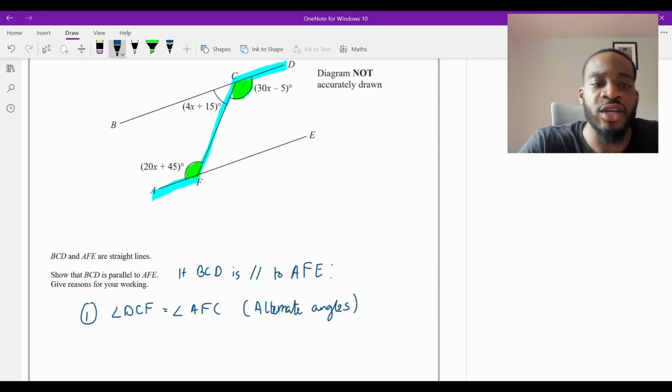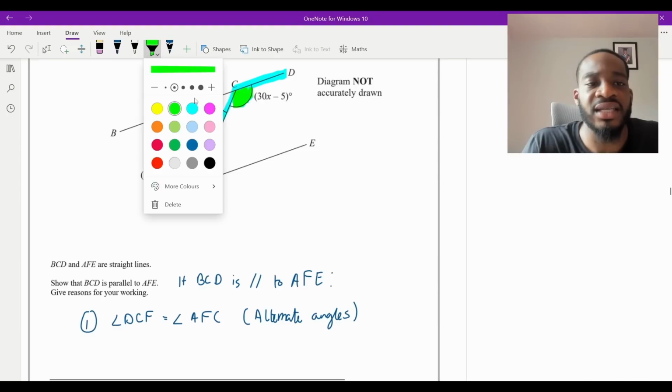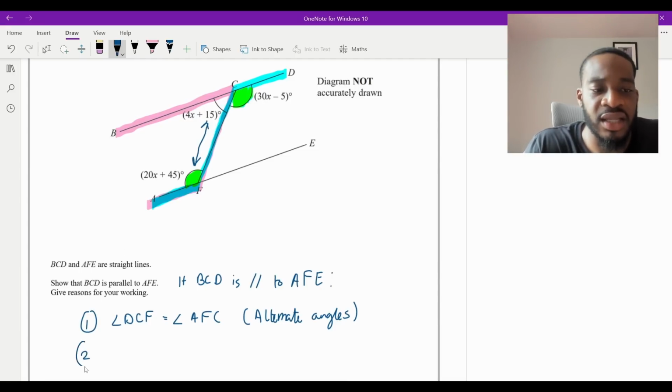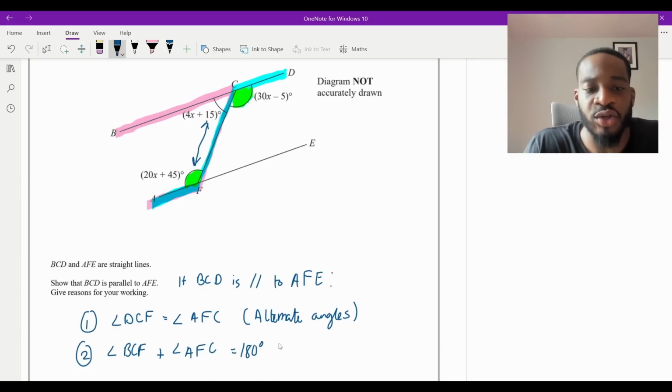Perfect. As well as that, another thing I can see here is a backwards C. That tells me that these two angles have to be co-interior, and we know that co-interior angles sum to 180. So I'm going to say angle BCF, the one at the top, plus the angle AFC, they will have to equal 180, and I'll write in brackets co-interior angles. So just make sure you write your reasonings as well.